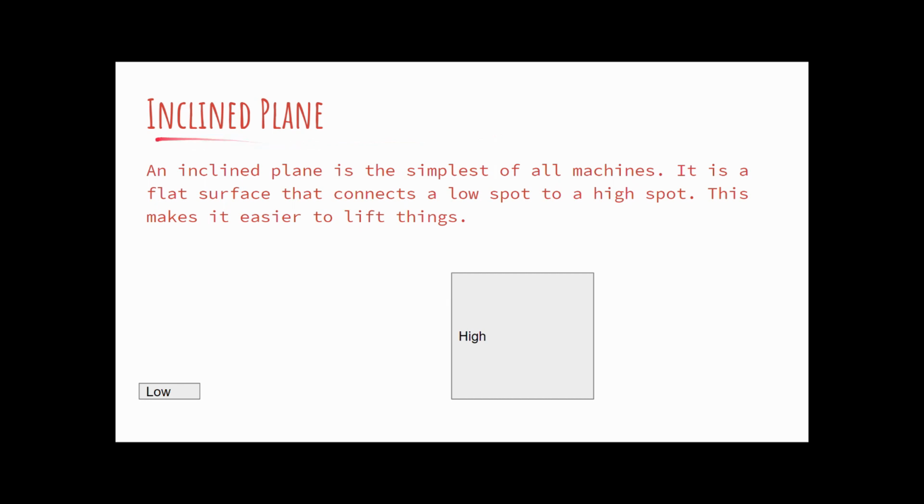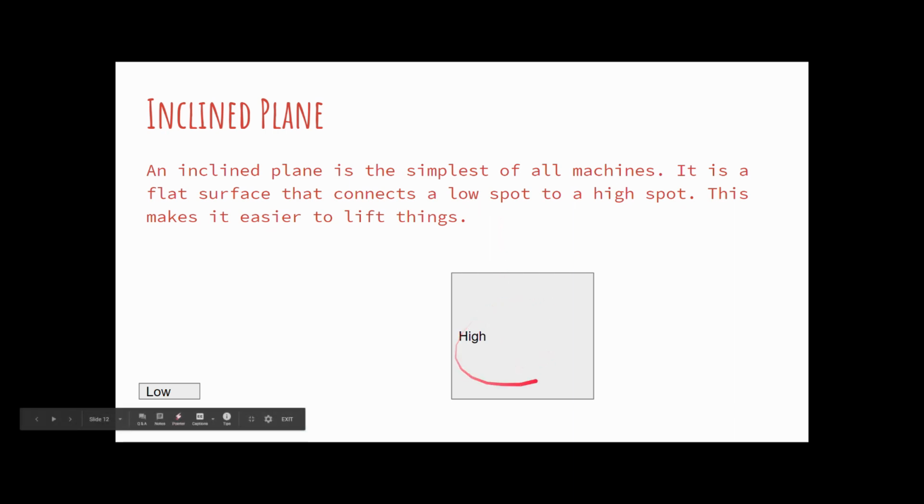This is going to be the inclined plane. So the inclined plane is the absolute simplest of all the simple machines. It's so simple you might look at it and think that's not actually a machine, but when you look at how it works, you'll see it's doing the same kind of job as all the other ones. All it is is a flat surface that connects a low spot to a high spot, also known as a ramp. This makes it easier to lift things up.